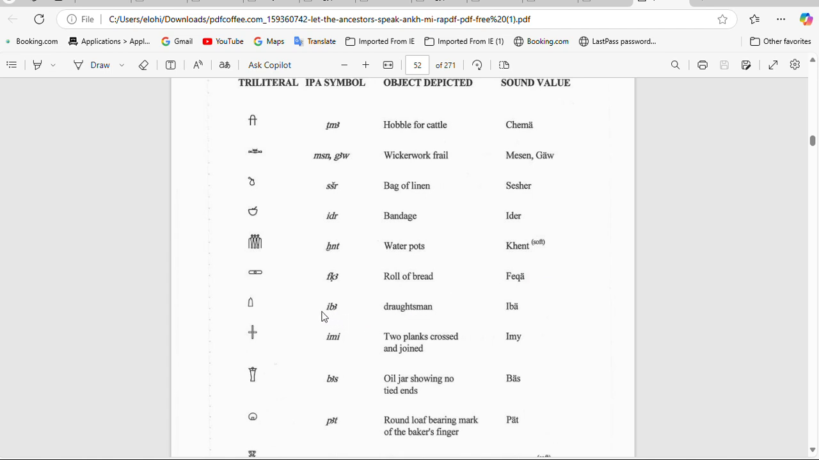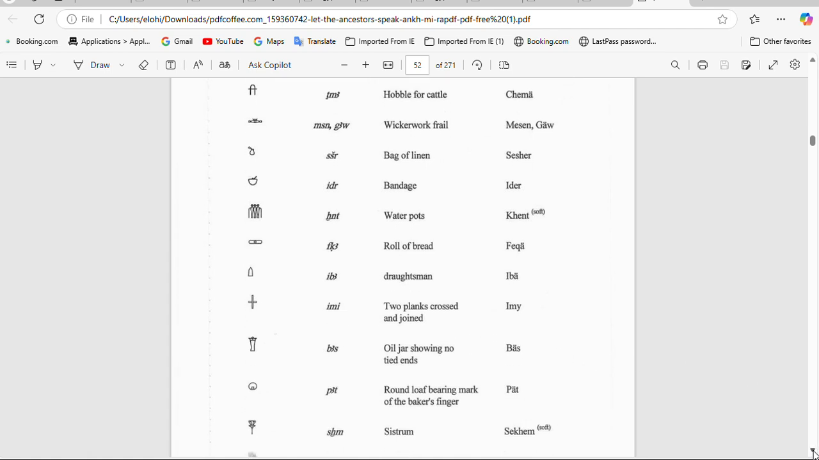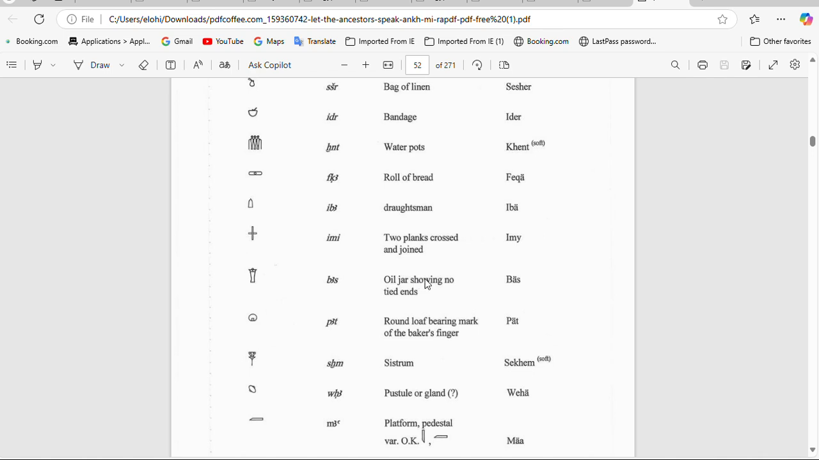Then you have a draftsman. This is, I guess, a draftsman too. Iba, Imi, two planks crossed and joined. Then you have a jar showing no tied ends. Then you have this symbol, which is called a pet, round loaf bearing mark of the baker's finger.